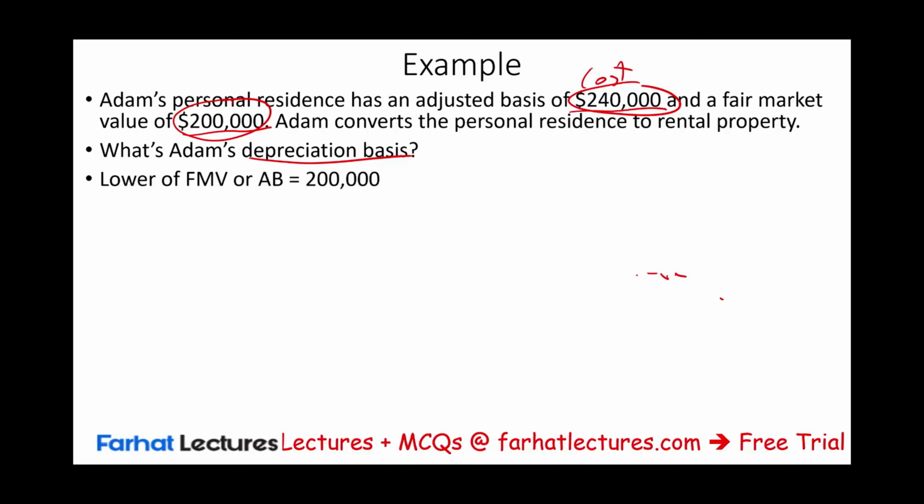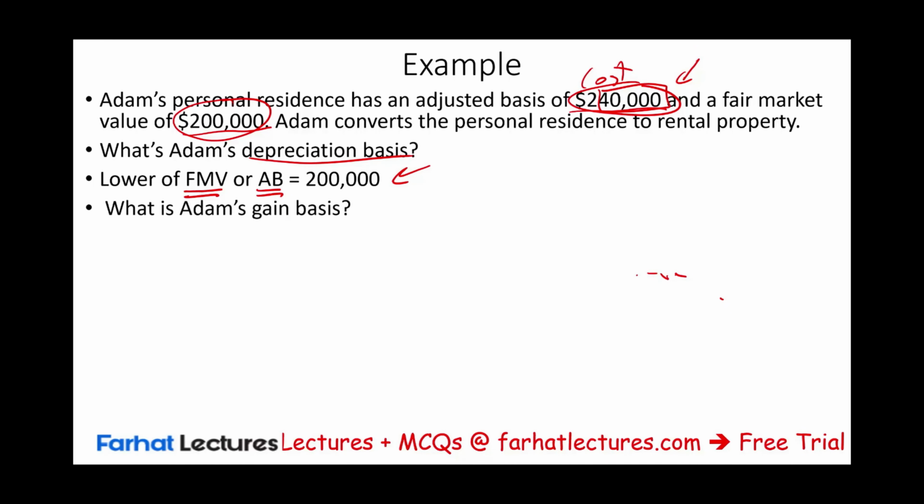What's the rule? It's the lower of fair market value or adjusted basis. Fair market value is 200, adjusted basis is 240. So when he goes to the depreciation schedule to depreciate this rental property, he will use 200,000, not 240. Now Adam would prefer to use 240 because he would have an additional 40,000 he could deduct over the years. The IRS says no. What you're doing is hiding your losses in a business property to deduct the losses.